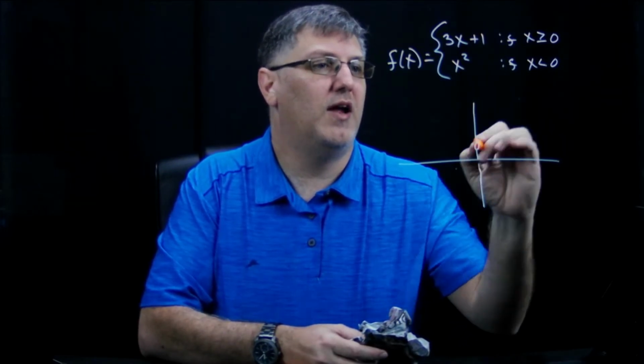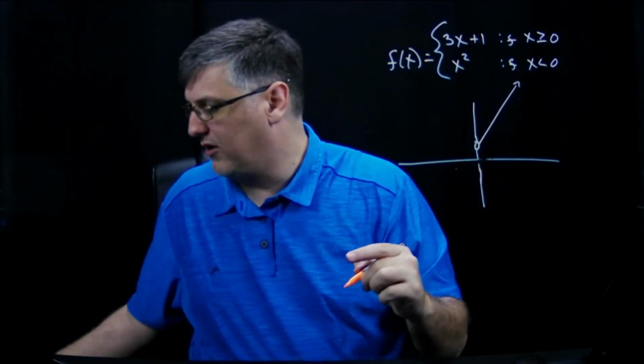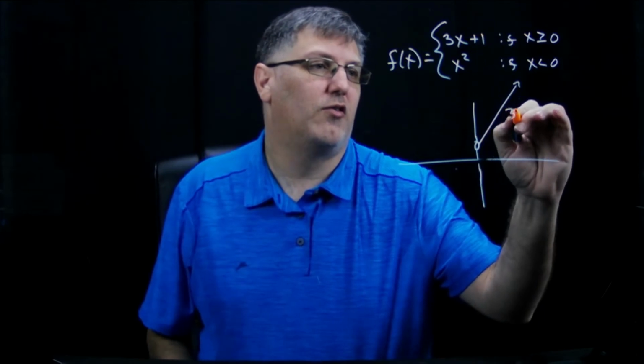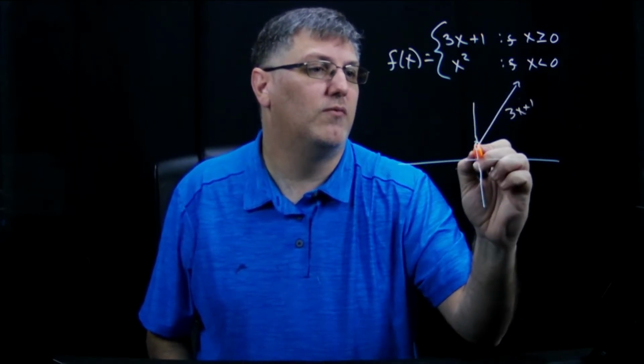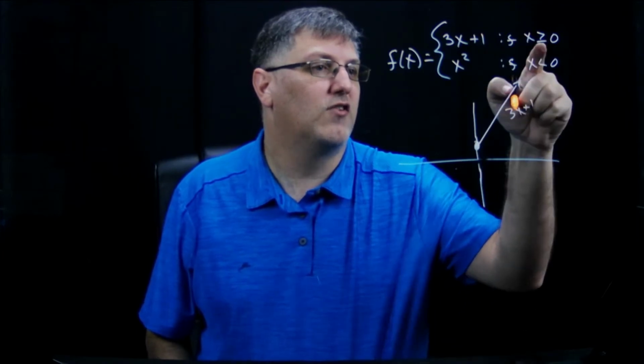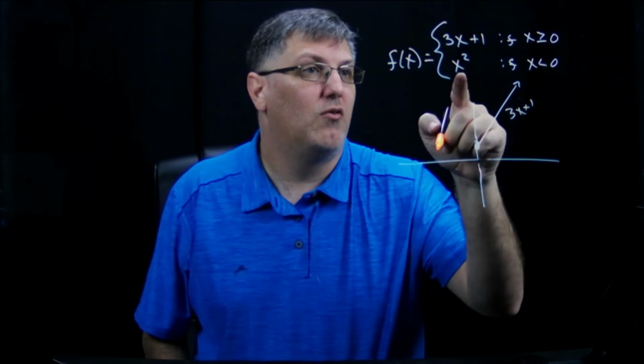And then we have a positive slope, so it's rising. So this is the first leg. This is the 3x plus 1. And it's an open hole. Oh, this is a closed hole because of the equal to. So that's filled in. Now, let's do the second part.